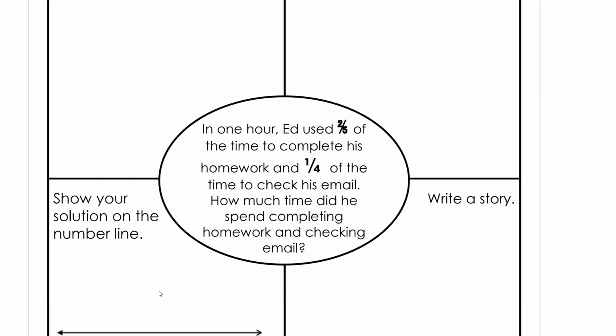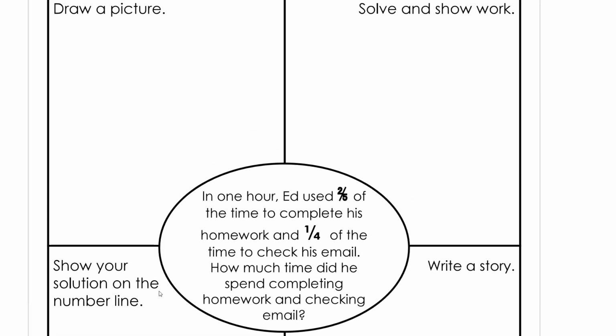So if we could scroll back up just a little, Mr. Schmidt, to the solve. So I'm going to say, like I always like to, homework, I'm going to put an HW there. And I'm going to say that was 2/5 of the time. Okay. And then email. So I'm just going to put an EM there for email. I'm going to say he used 1/4 of his time.